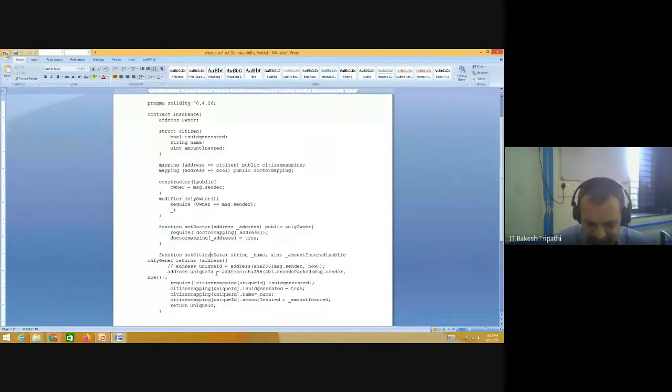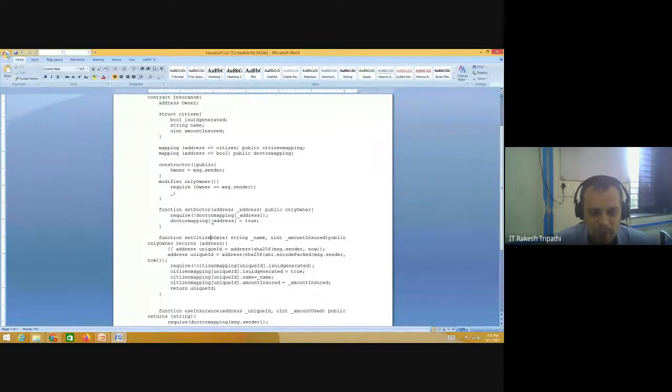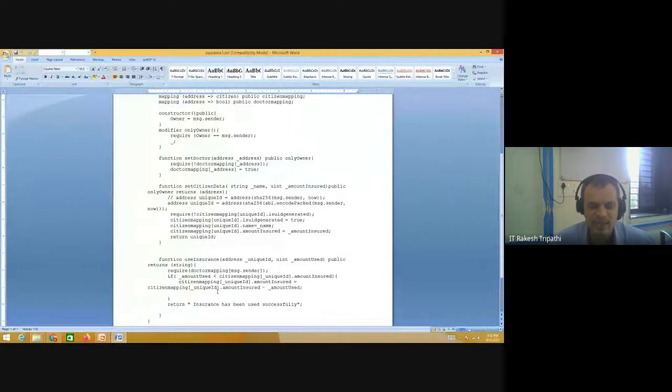Here we are setting the citizen. Okay, and doctor mapping. So if doctor is not set, then we are setting it to be true. And here we are setting a citizen. And here we are using the insurance. We are giving the unique client ID and the amount that I want to be deducted. Okay. Then whatever doctor is sending, the amount should be less than the amount that has been requested. The amount that is insured should be less than the amount that is being requested, and the amount will be deducted from this one, and you get insurance is successful.